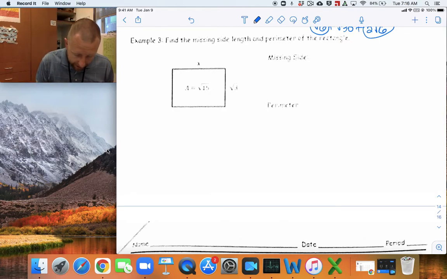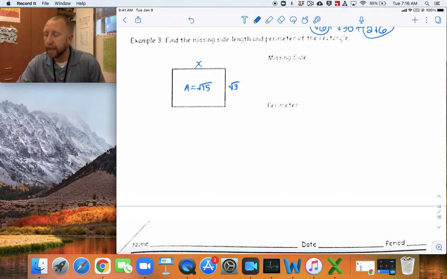So we've got x up here. We have radical 3. I would never have guessed that was a 3 right here. And then it says the area. Now I would have guessed this one. It says that the area is radical 15. Okay. So we're going to go ahead and find the missing side first. That's what they want us to find.